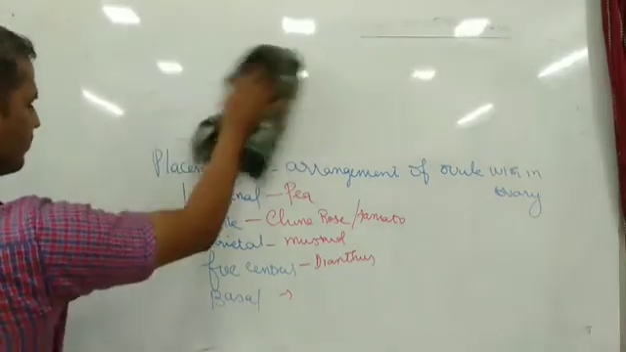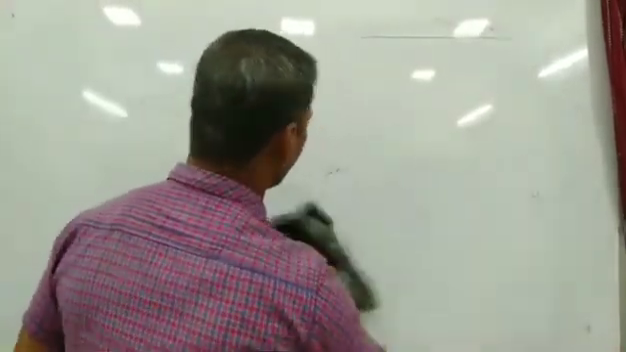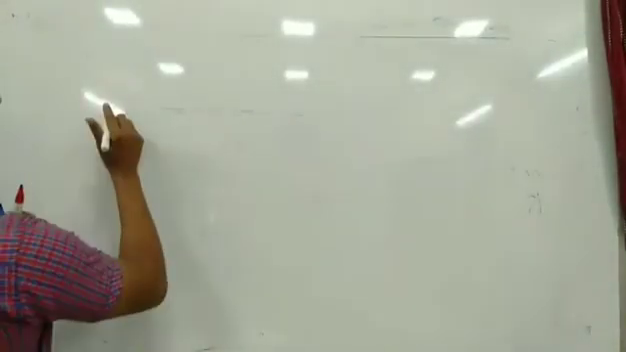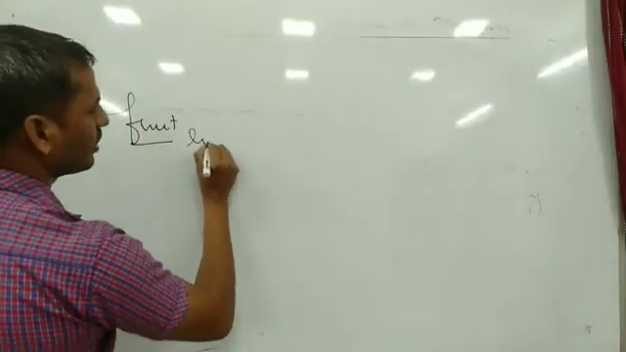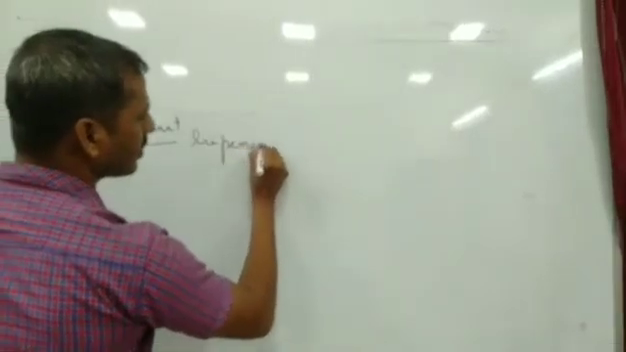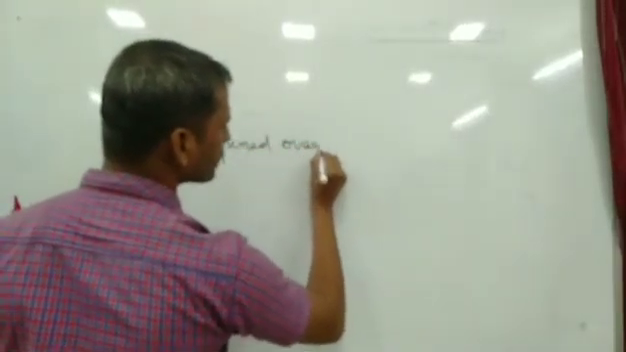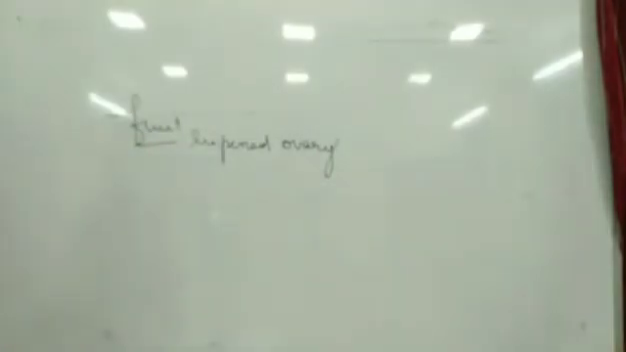Now we come to the end of these things. After flowering, the next thing we call fruit formation. Fruit is a ripened ovary. Fruit is nothing but the ripened part after fertilization of the ovary. The ovule becomes the seed, and the ovary becomes the fruit.